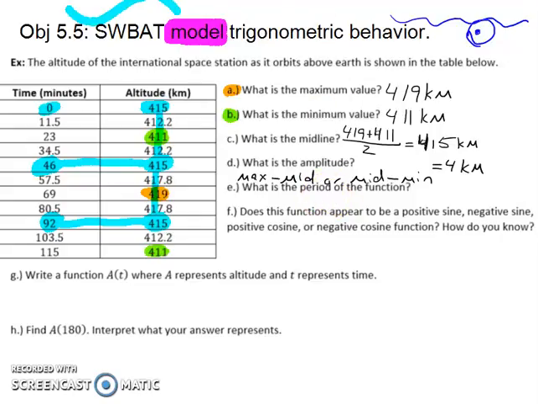So the period of this function is the time it takes to complete one cycle. That is 92, and in this case it's 92 minutes.